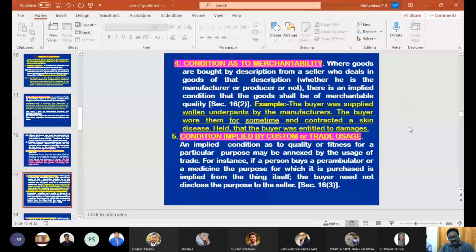Now, the next one is implied condition by custom or trade usage. Let us take an example of Vaishnavi. Vaishnavi, can I take an example of you? Yes, sir. Vaishnavi is a good girl, am I right? We will definitely bless her with a best married life. Think that Vaishnavi got married. Of course, the Almighty will bless her with a healthy baby. So definitely Vaishnavi would like to buy a baby pushcart, a baby cycle.